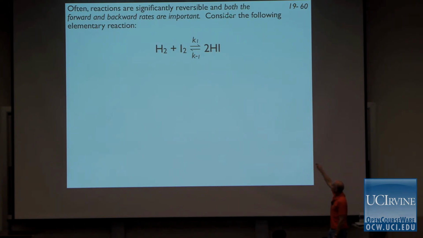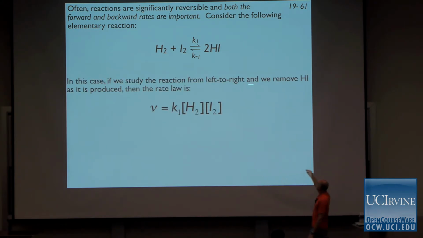Often reactions are significantly reversible, and both the forward and backward rates are important. So if you have the double-ended arrow, now you've got a reversible reaction. You do have to think about the products. You do have to know what they are. In this case, if we study the reaction from left to right, removing the HI as it's produced, that's important. If we remove the HI as it's produced, then the rate of the reaction will be this.